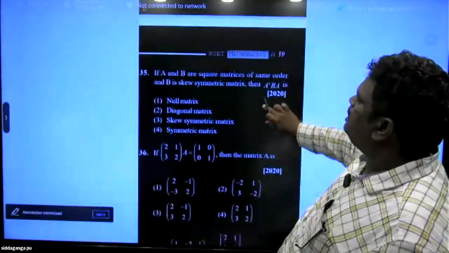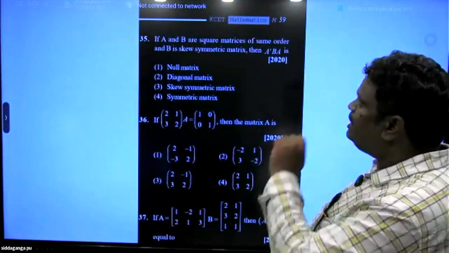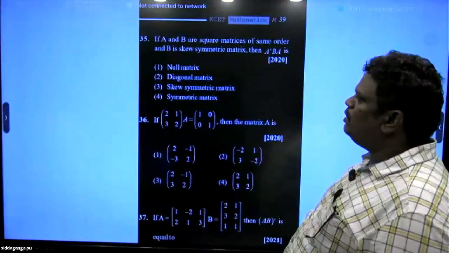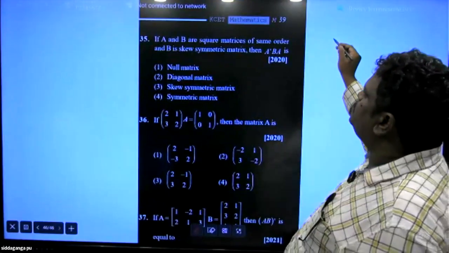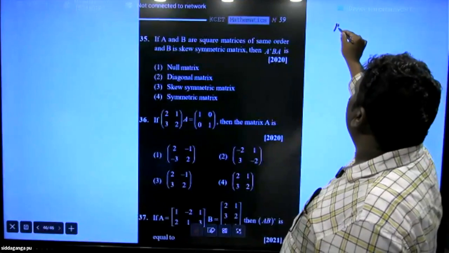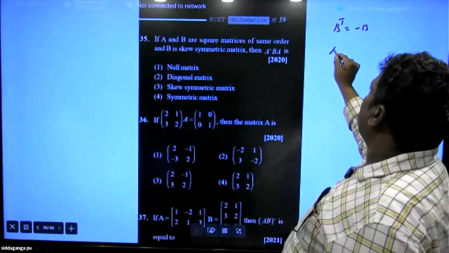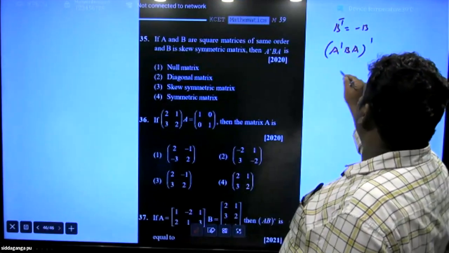Next we can find out this value, which we already solved. A and B are square matrices of the same order and B is a skew symmetric matrix. Then A dash B A is equal to what? They gave two conditions: A and B are square matrices of the same order, and B transpose is equal to minus B, a skew symmetric matrix. Now we find (A dash B A) whole dash.